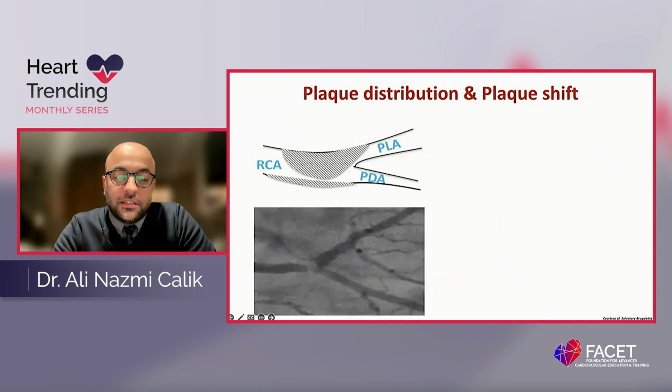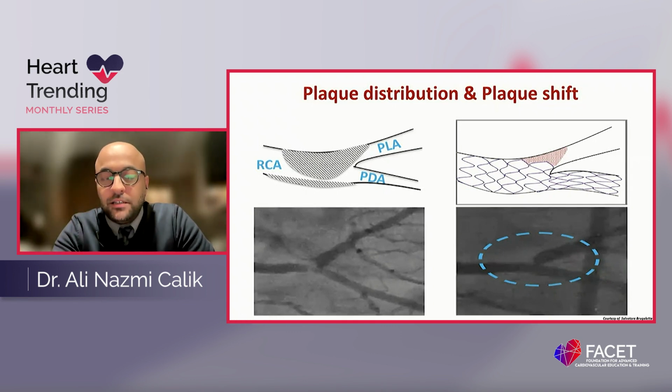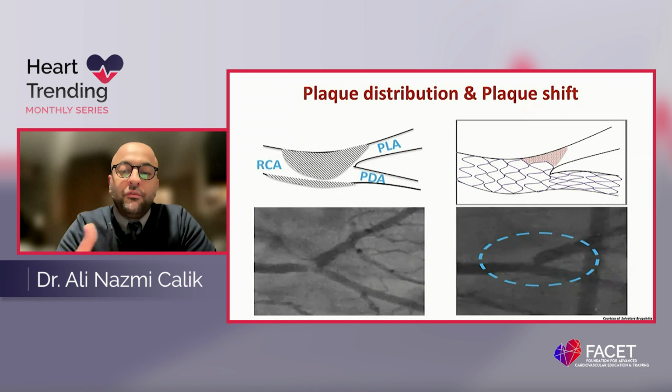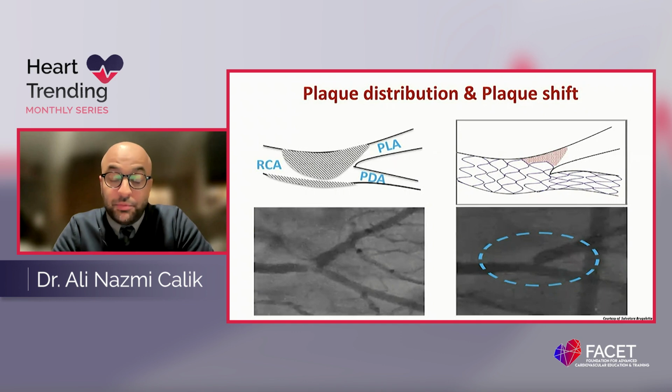As you can see in this case example, there is a plaque extending from the RCA to the PLA. If we deploy a stent from the RCA to the PDA, of course, this plaque will not vanish. We are going to shift it from the main vessel to the side branch ostium. Understanding the plaque distribution is really important to anticipate where this plaque will go after we deploy our stent across the side branch. It is really important to predict this shifting of the plaque.